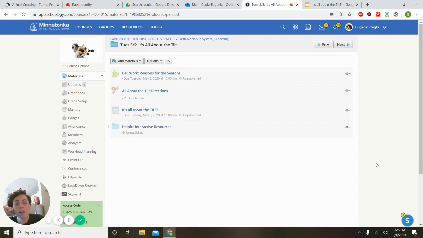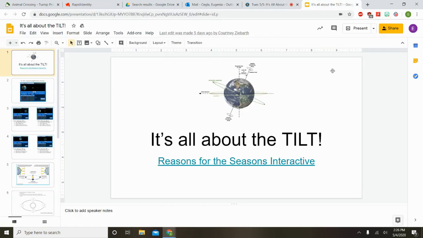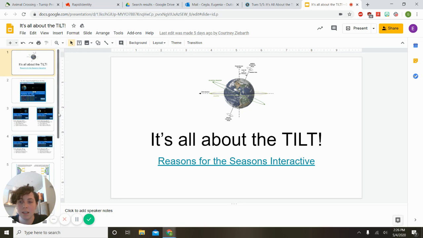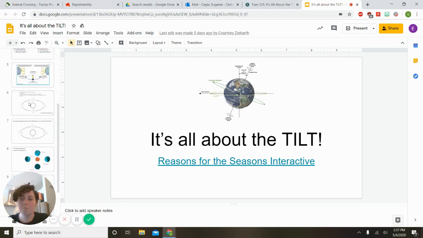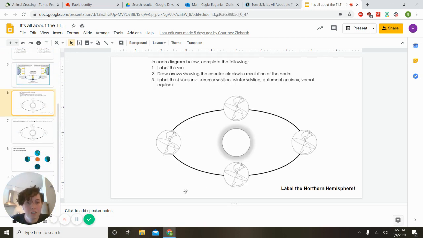So your assignment for today is called It's All About the Tilt, because seasons are a result of the Earth's axis being tilted. So if I open that guy up, it should look something like this. Here should be the first slide or screen that you see. Basically, you have different pictures showing the Earth orbiting around the sun, where you are labeling the seasons either in the northern hemisphere or the southern hemisphere.